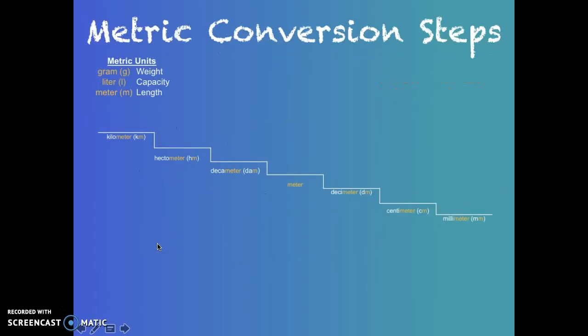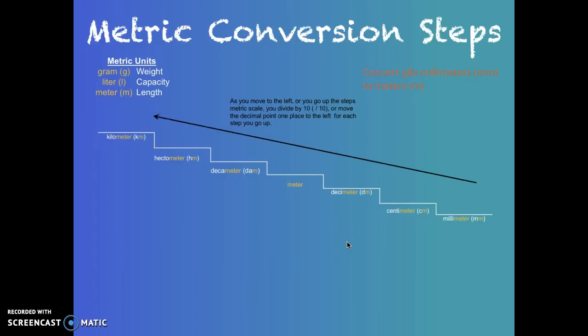Let's look at another one. We're going to start with 580 millimeters, and we're going to convert that to meters. So this number tells us where we're starting, and then we have to see where we're going to land. So each step we take, we're going to be dividing by 10, which means our decimal is going to be moving one step to the left for every step that we take on the scale.